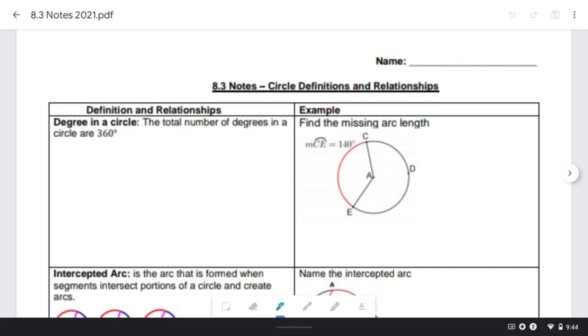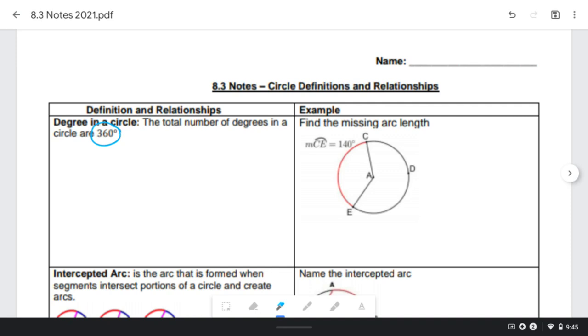All right, 8.3 notes. We're continuing from the vocab that you learned in 8.1 and 8.2 notes. We're continuing with more definitions and relationships about circles. So the first thing is we have degrees in a circle, and the most important thing to remember is that you have 360 degrees in a circle, and that's going to help you find arc lengths. That's going to help you find inscribed angles or other things in the circle.